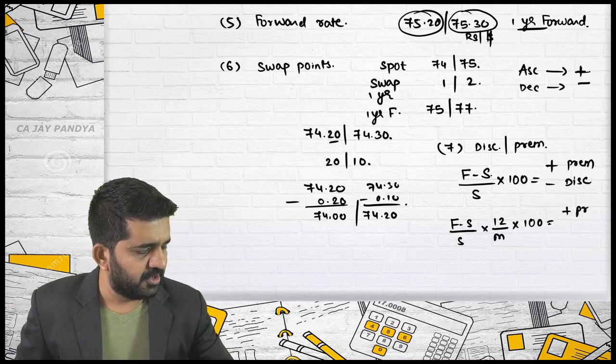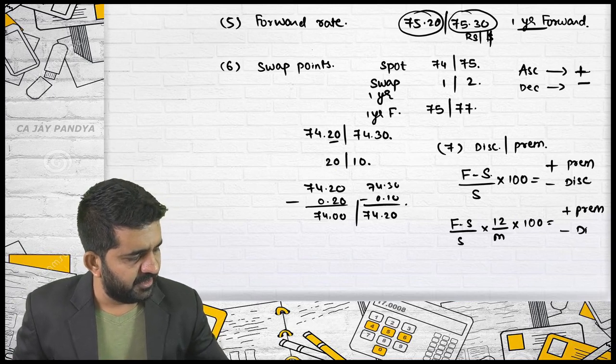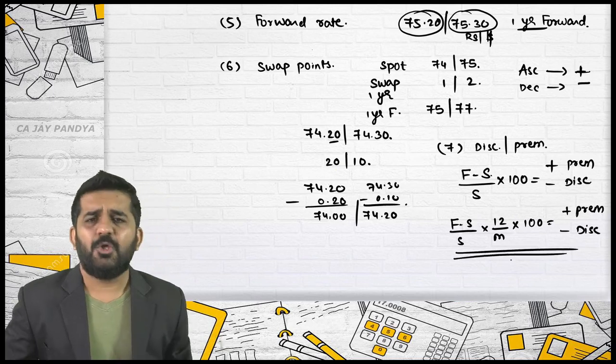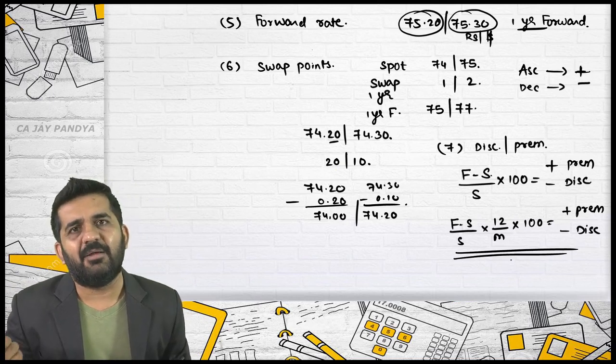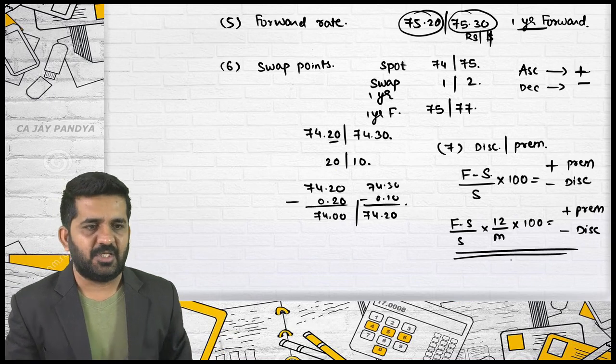If it is positive, it is a premium. If it is negative, it is a discount. But you can find out a 3 months premium, and then you can find out a 12 months premium and write down the answer in per annum terms.